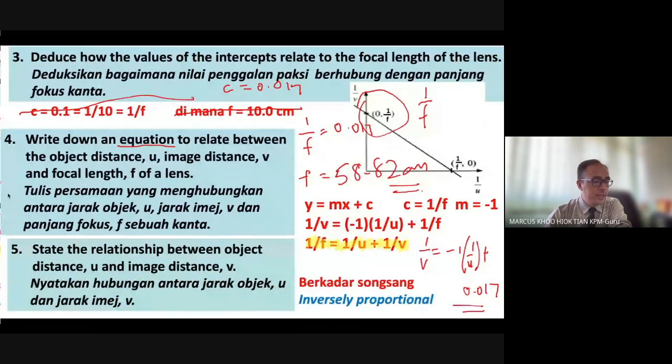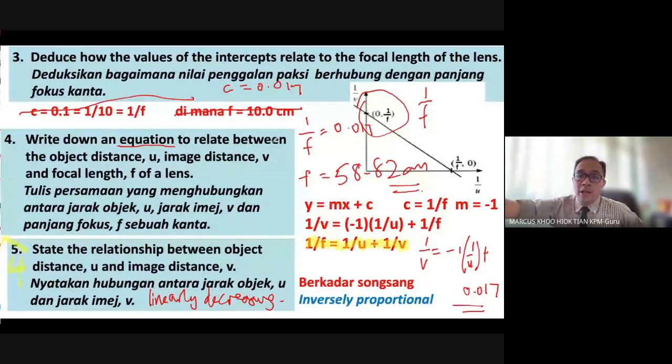Number 5, state the relationship between the object distance and the image distance. I believe this is not in your handout. Oh, it is. It's number 4 in your handout. Okay, number 4, state the relationship. Of course, the relationship is v is inversely proportional to u. I would actually recommend writing linearly decreasing, because that's the shape of our graph. It is a straight line where one gets bigger, the other becomes smaller.